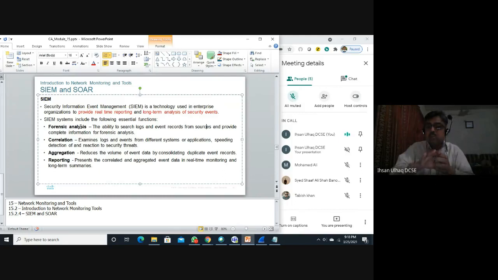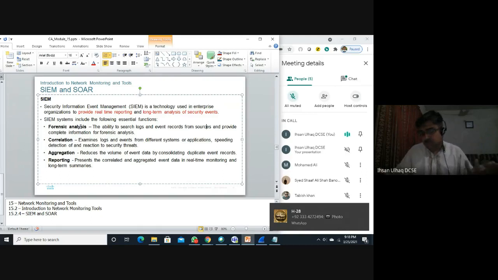So it will remove the duplicate event records to reduce the volume of your event data. And then finally, it reports. You can report your data to your boss, or you can report your data to some agencies which are there.